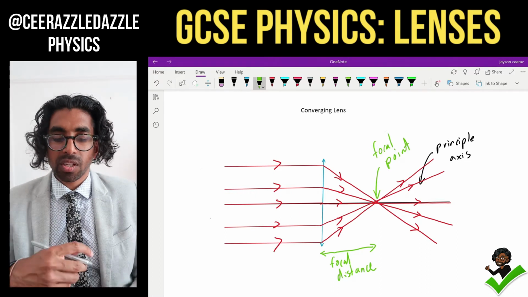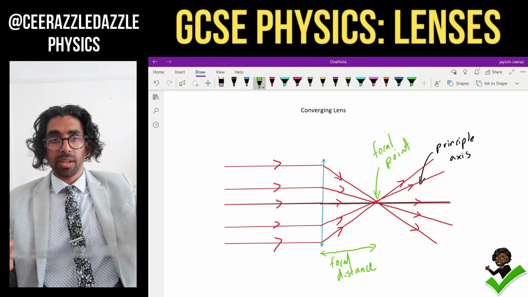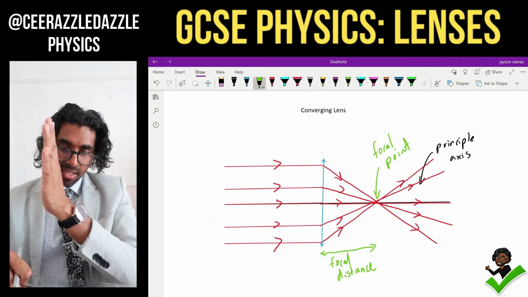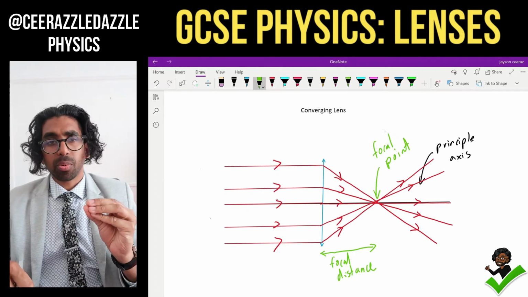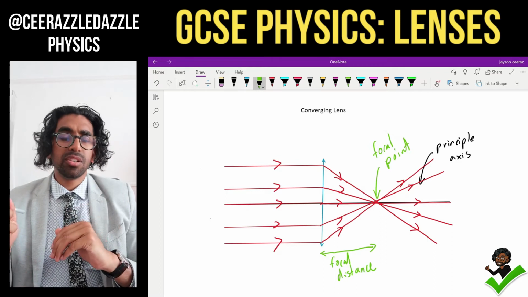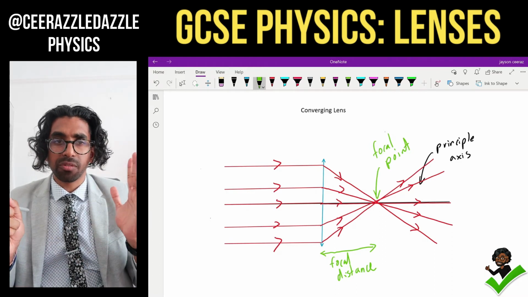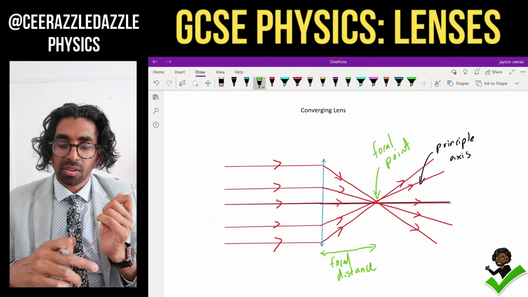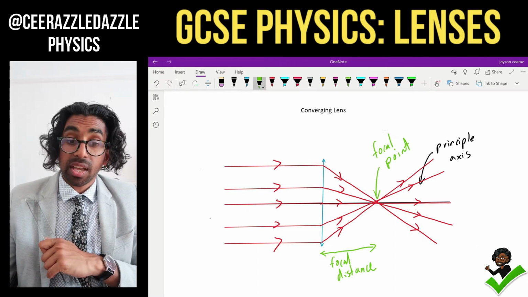So we've done a converging lens now, so look carefully. Parallel rays of light hit it, and they converge towards a point. That point is called the focal point. The distance between the lens and the focal point is called the focal distance. Great. Okay, so let's look at a diverging lens.